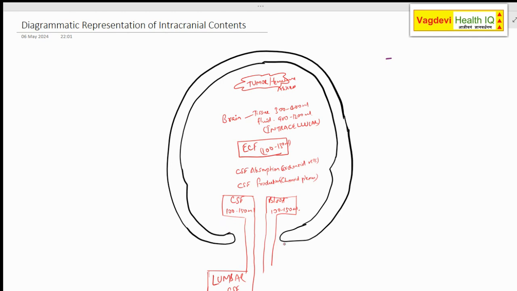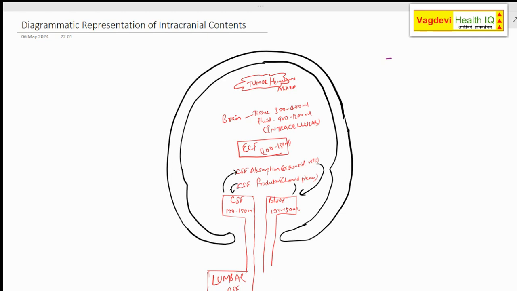I kept it in red just to make you understand, nothing else. Okay, now think one by one. CSF absorption, arachnoid villi; CSF production, choroid plexus. Like this, blood 100 to 150 ml. And then CSF production. So I can tell that it will go like choroid plexus and back to the CSF production, right?